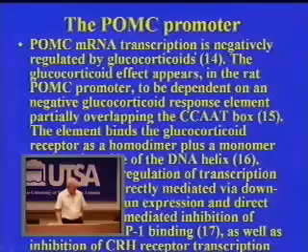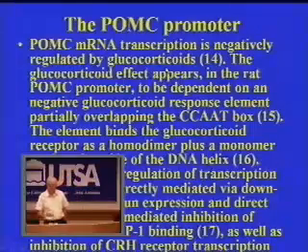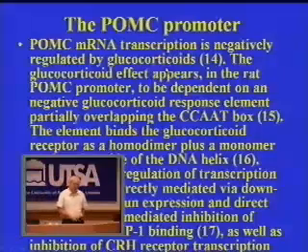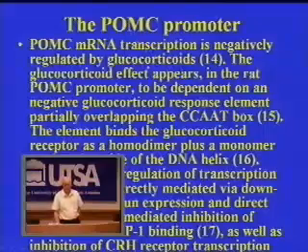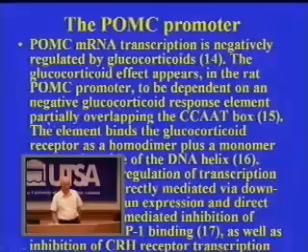The mRNA transcription is negatively regulated by glucocorticoids. Intuitively, oh yeah, negative feedback should decrease synthesis and secretion of ACTH. So I would predict that the POMC promoter does have a glucocorticoid response element, or GRE, that the glucocorticoid receptor would bind to. So the effect appears in the rat POMC promoter to be dependent on a negative glucocorticoid response element, partially overlapping the CAT box.